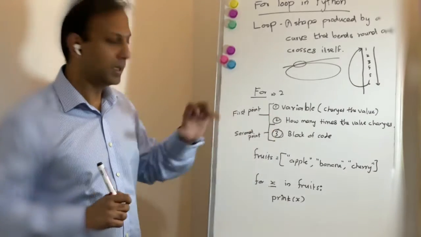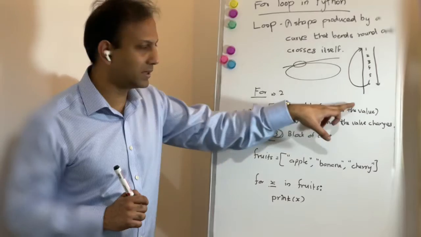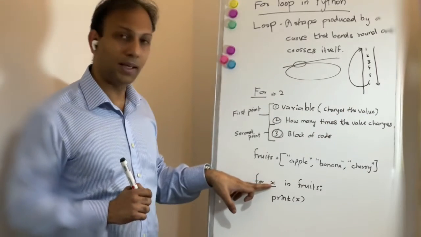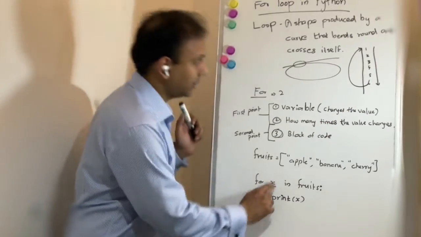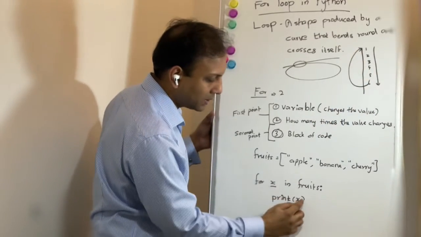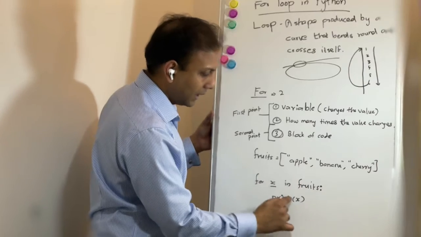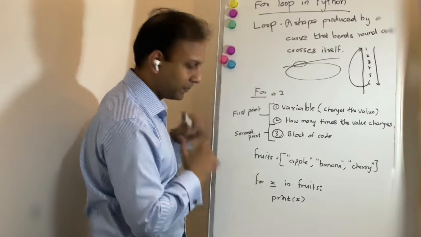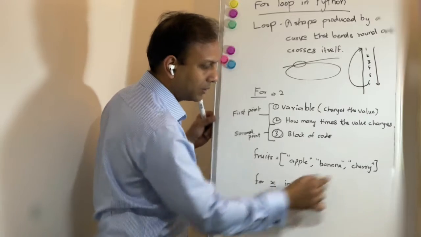That's why I'm telling you, in the for loop there is a variable which changes. So what is it that changes? This is the X. Okay, and then we already talked about that, it will come back to a particular position. So here what happens, it will print apple first and then it will come back to this position, and then it will print banana and it will print cherry.